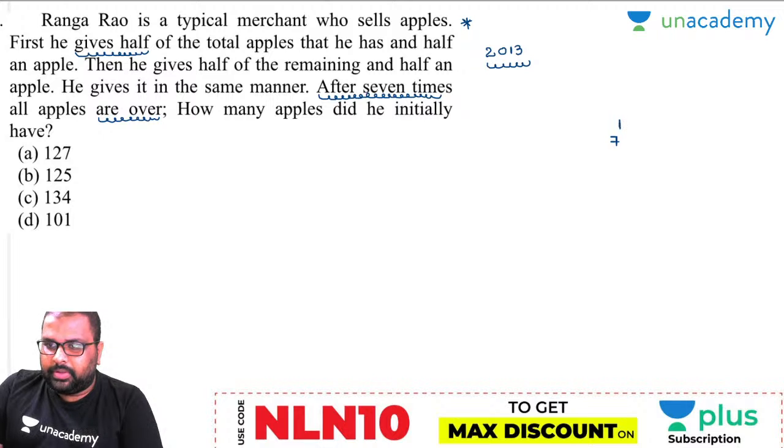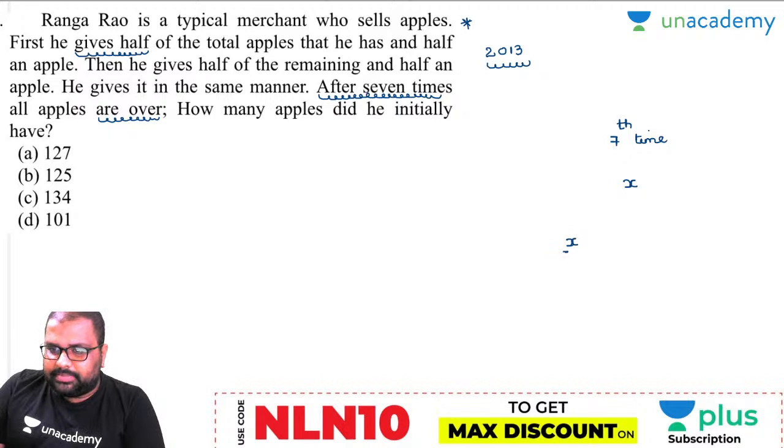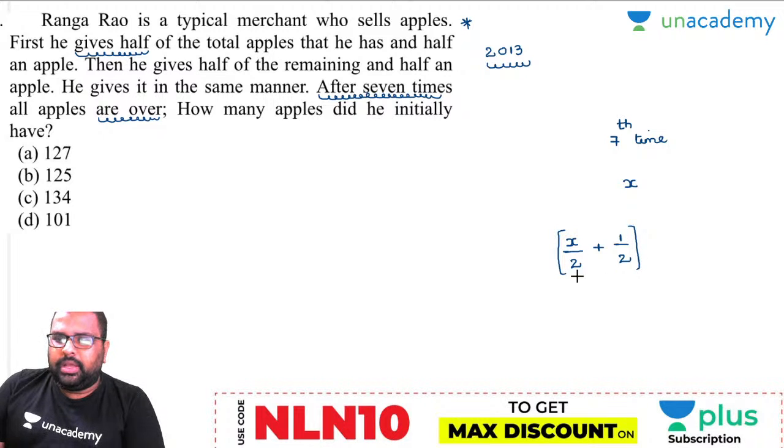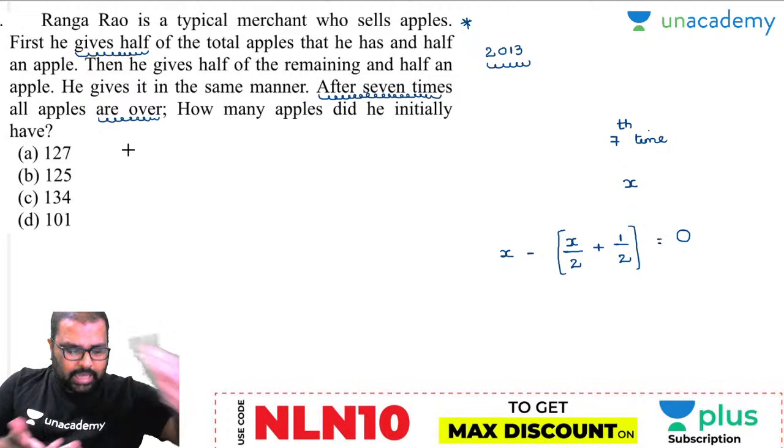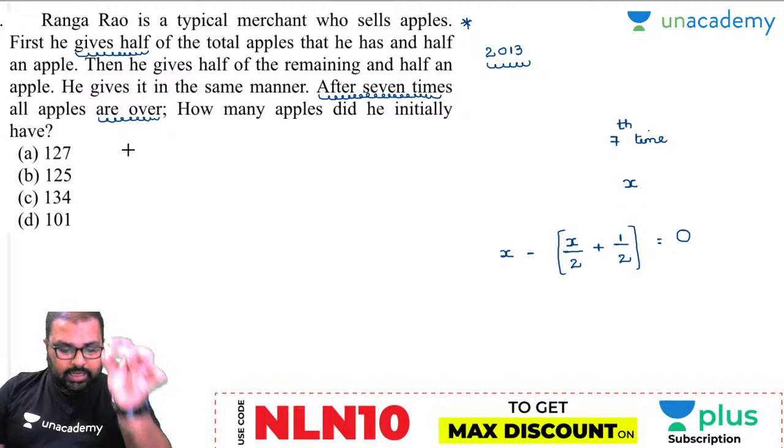Seventh time. So observe, at the 7th time, let us consider there are x apples in the basket. Now what happens? Rangara will sell half of the apples, x by 2 plus half an apple. Am I right or wrong? This is what Rangara sells. Now from the total apples in the basket, if you remove the number of apples Rangara has sold, this must be equal to how much? This must be equal to 0, because after 7 times all the apples are over. Yes, you got a concrete equation here.